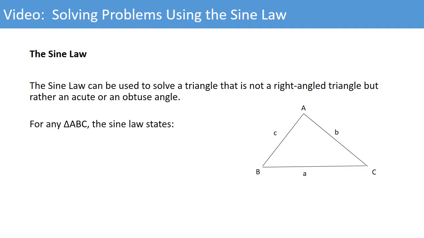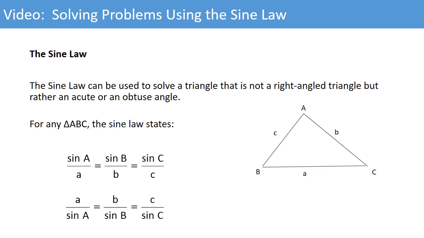For any triangle ABC, the sine law states sine A over a is equal to sine B over b, which is equal to sine C over c. It can also be inverted: a over sine A is equal to b over sine B, which is equal to c over sine C.